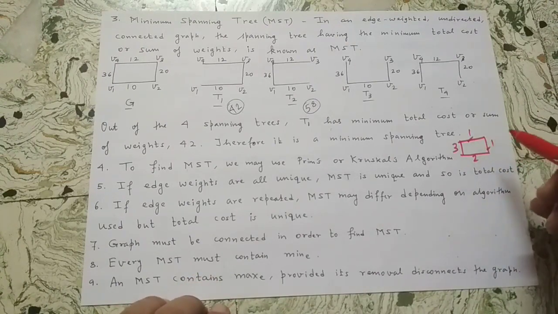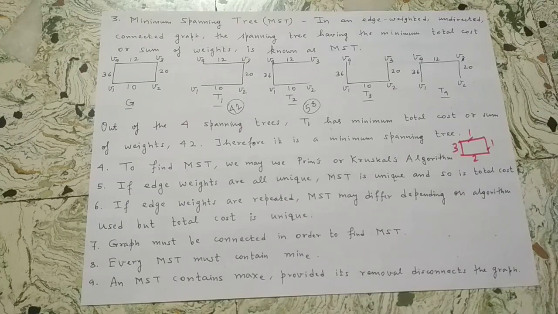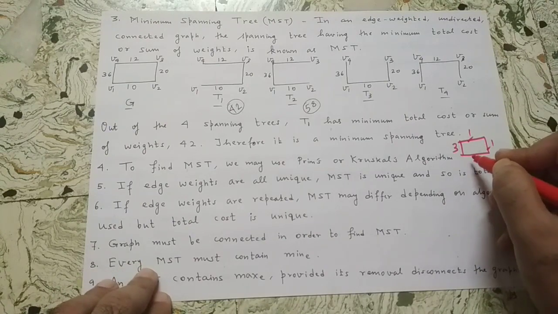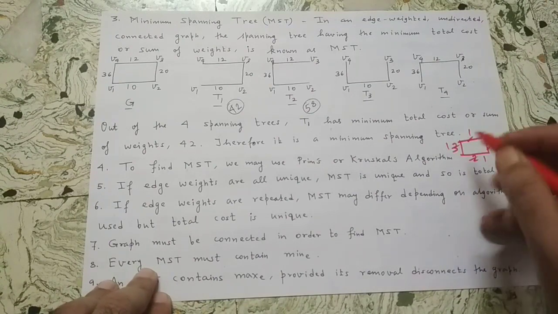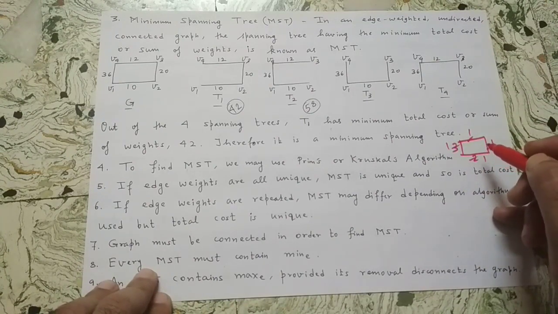Now if such edge weights are found to be repeated in a graph, then the total cost will be unique. The total cost is always unique, but the minimum spanning tree may or may not be unique. I think you can understand this even better if I have a graph in which all edge weights are the same. Let's say instead of being 2, this is 1, and instead of being 3, this is 1. Okay, if all edge weights are exactly 1, you can understand that.